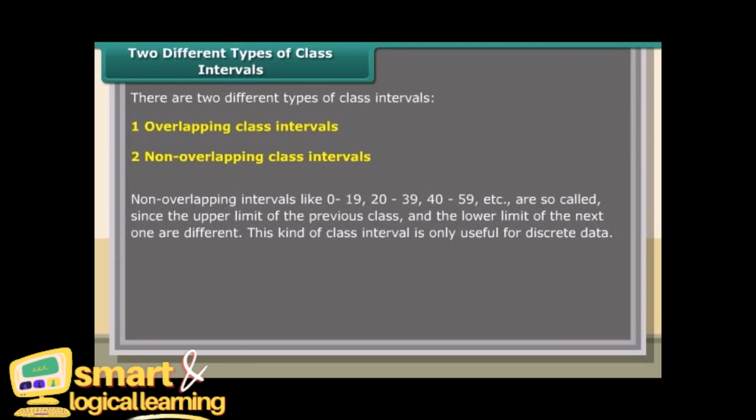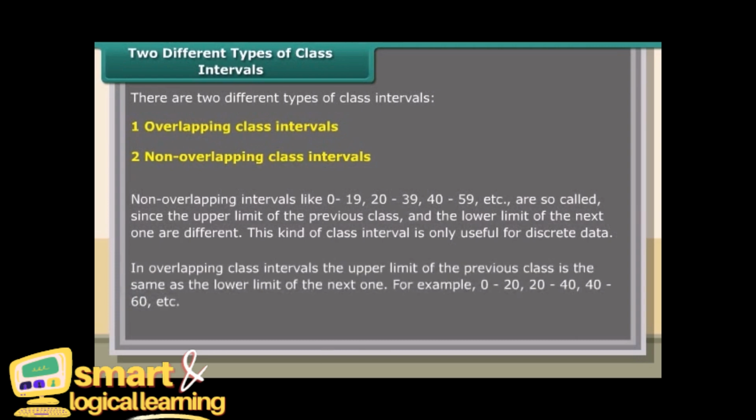Non-overlapping intervals are so called since the upper limit of the previous class and the lower limit of the next one are different. This kind of class interval is only useful for discrete data. In overlapping class intervals, the upper limit of the previous class is the same as the lower limit of the next one. For example, 0 to 20, 20 to 40, etc.